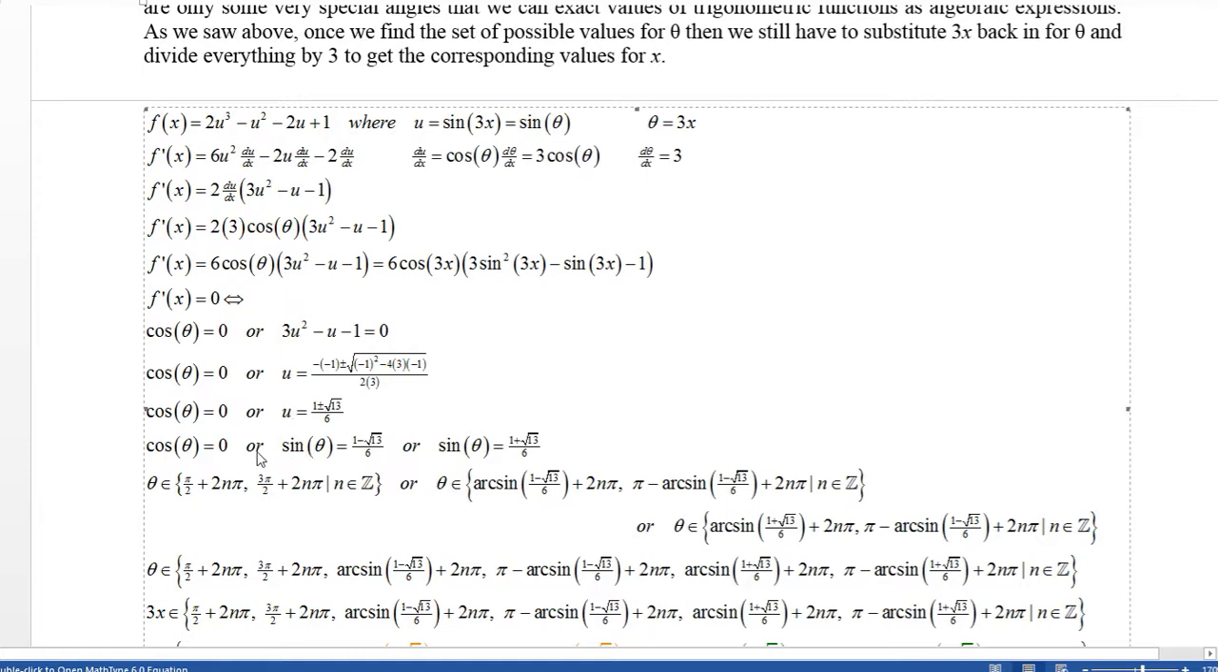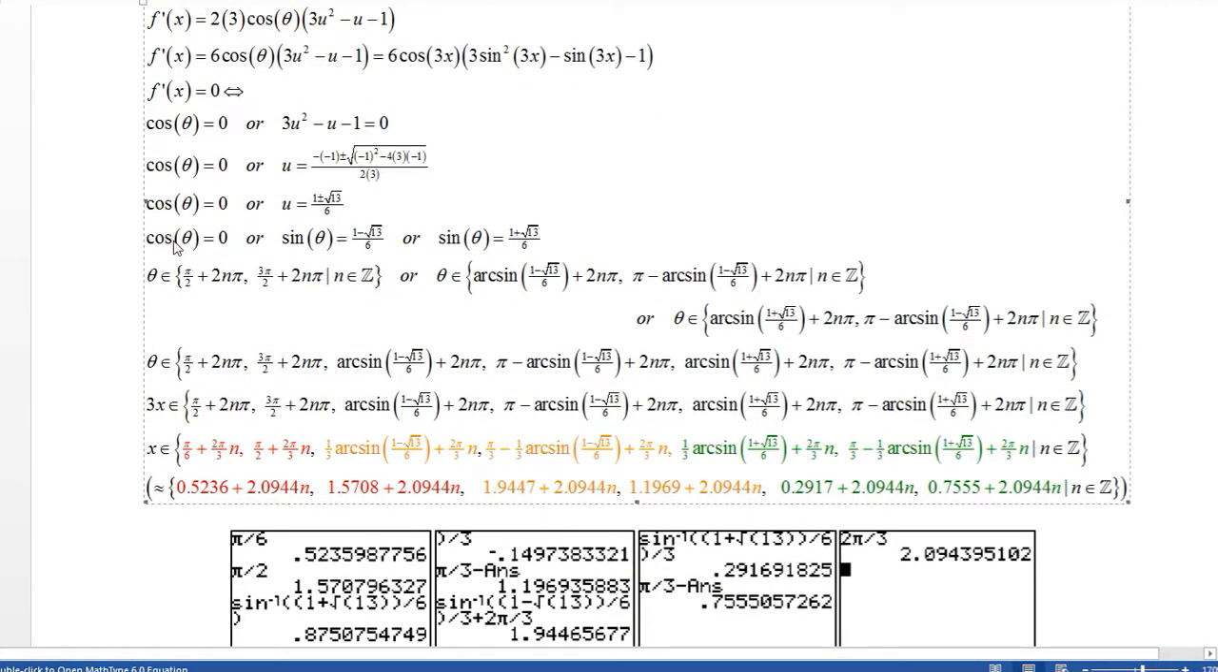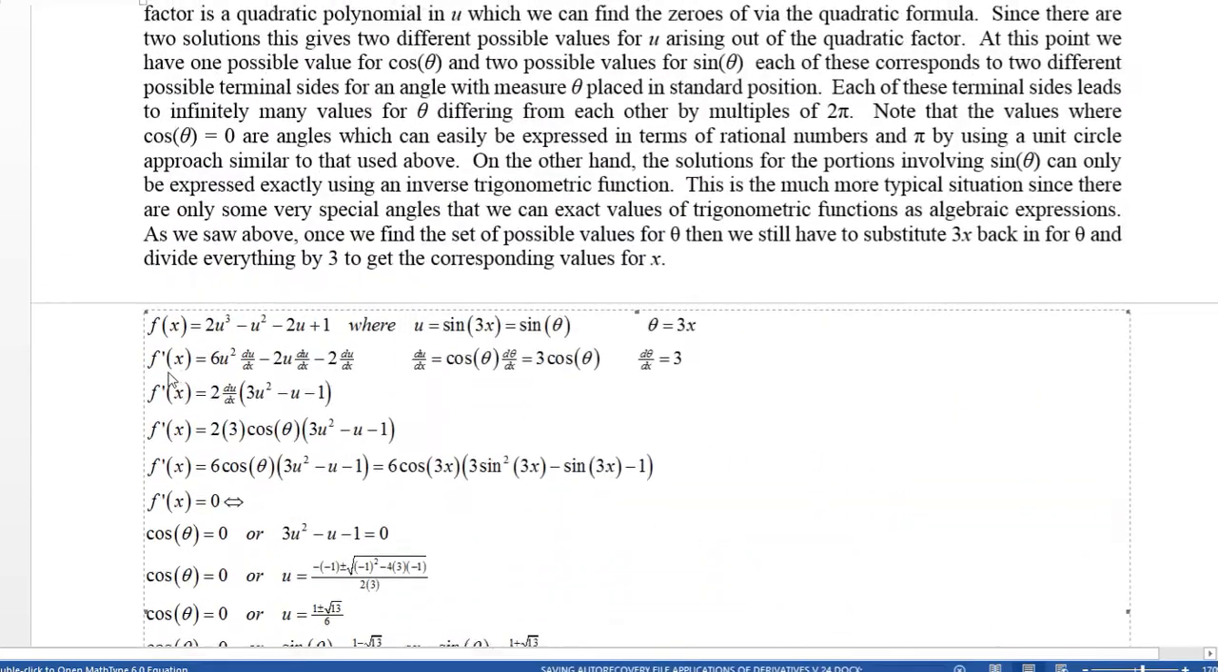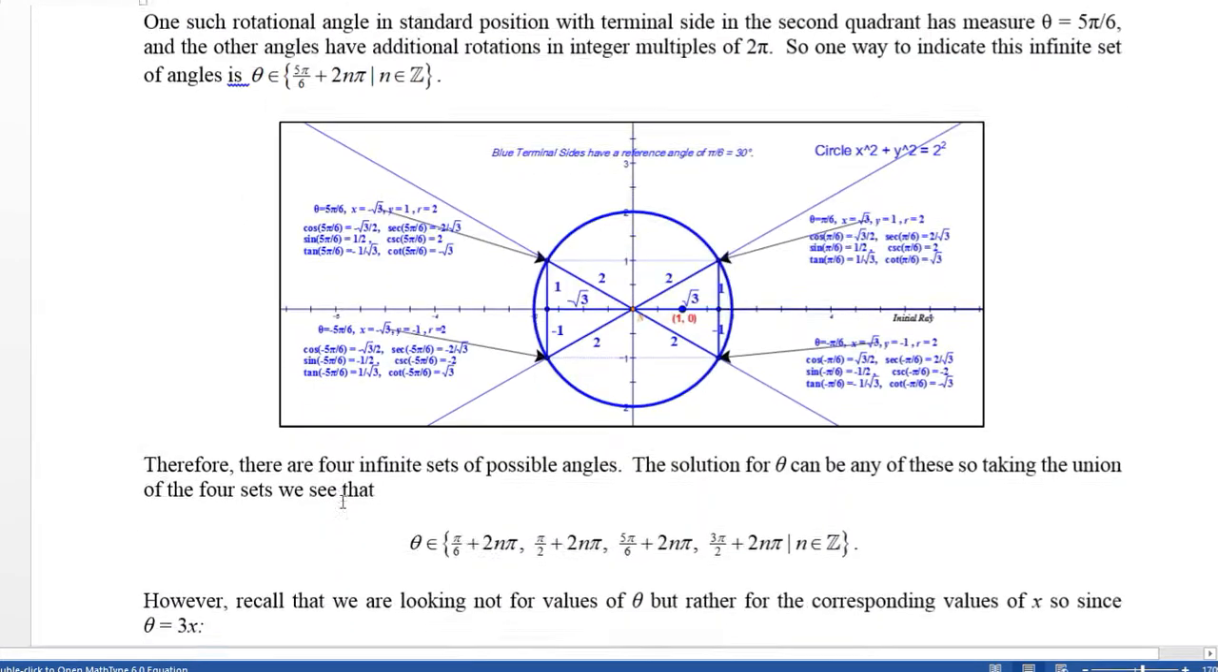But u is the sine of theta. So here I have cosine of theta equals 0, or sine of theta is 1 minus the square root of 13 over 6, or sine of theta is 1 plus the square root of 13 over 6. Alright, now what's theta? Well, this one, cosine theta equals 0, is one of our basic ones. So if we go back to this unit circle picture, we want to find cosine theta. Remember, cosine theta is x over r. R is 1, so x is the cosine of theta here. So when is x equal to 0? That's when it's pointing straight up or straight down, either one. So pi over 2 or 3 pi over 2.